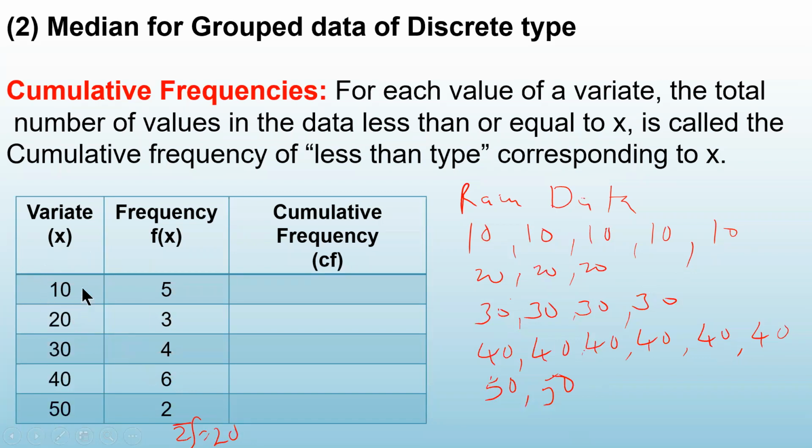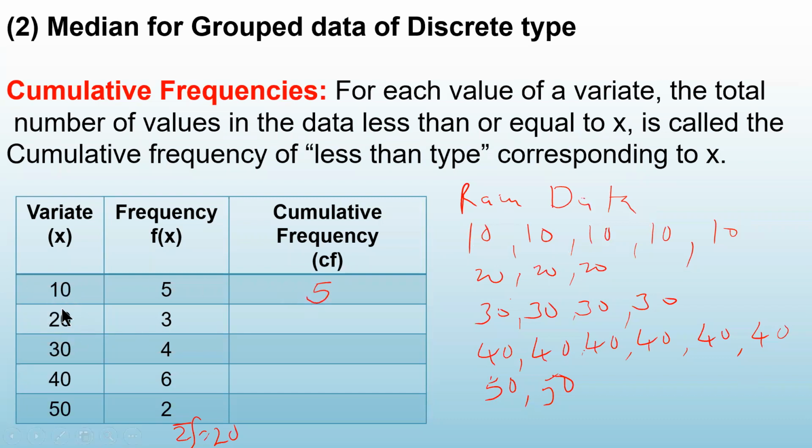Now I have to find out the cumulative frequency for 10. Look at my definition. For the variate x, I have to find the number of values in the data which are less than 10 or equal to 10. So how many values are less than 10 or equal to 10? 1, 2, 3, 4, 5. So the cumulative frequency of 10 is 5.